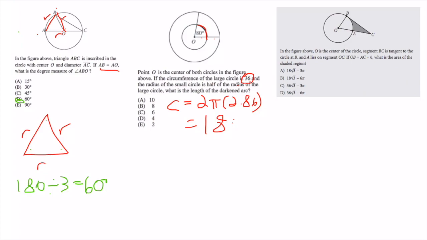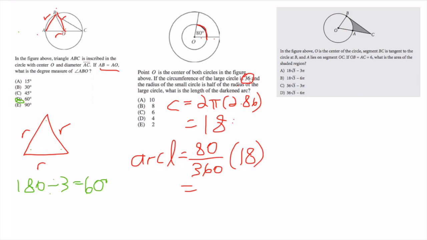So if the circumference of the little one is 18, my arc length equals 80 over 360 times 18. 80 over 360 gives me 0.2222. Just multiply that by 18, and it gives me 4.